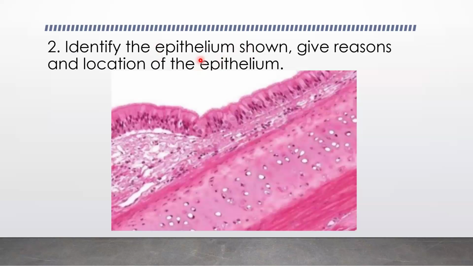Let's say the epithelium shown, give reasons and location of the epithelium. At this point, I'd like us to appreciate you have cells originating from the basement membrane. So this is the basement membrane. Then you can appreciate a brush border. Then you can appreciate some goblet cells at this point. And a point to appreciate is that on the uppermost part, we don't have nuclei. So this is pseudostratified columnar epithelium, ciliated with goblet cells. You can also appreciate hyaline cartilage, just trying to show us that this is the respiratory epithelium.